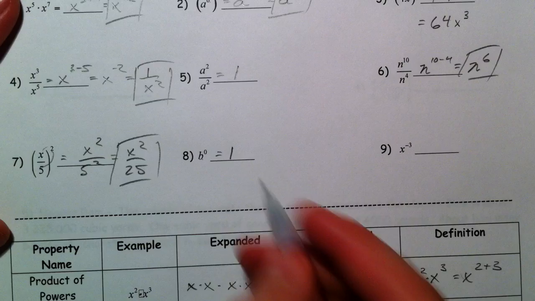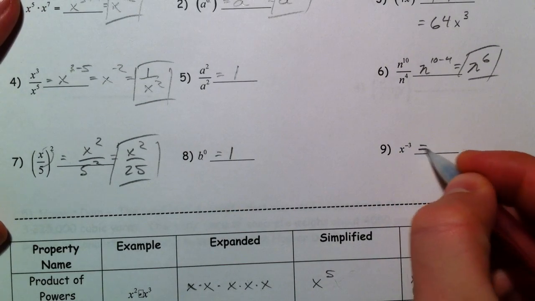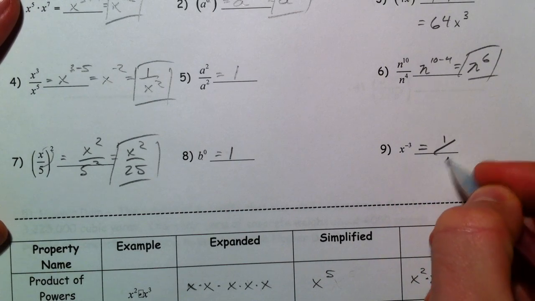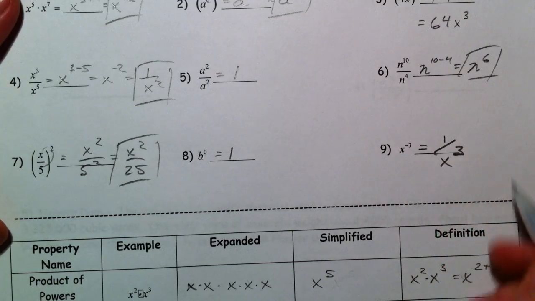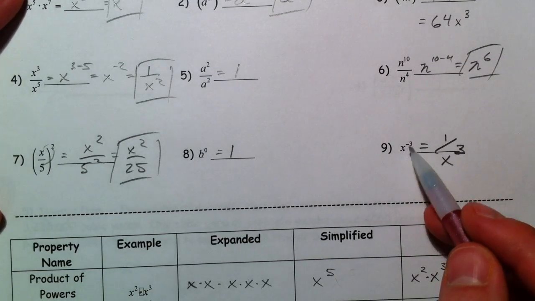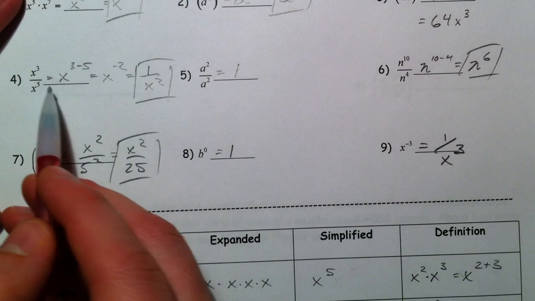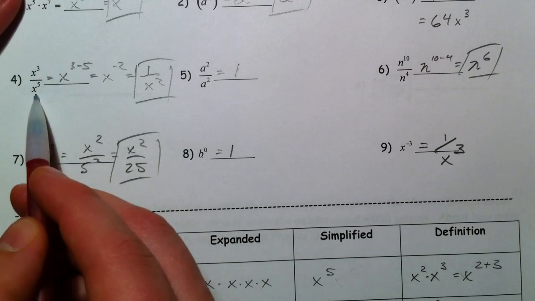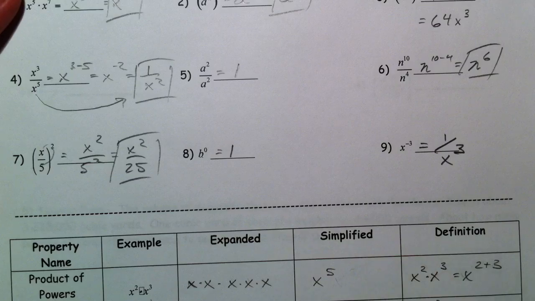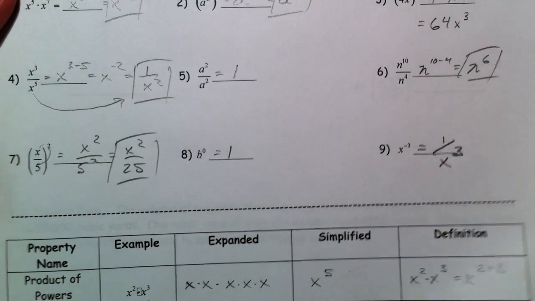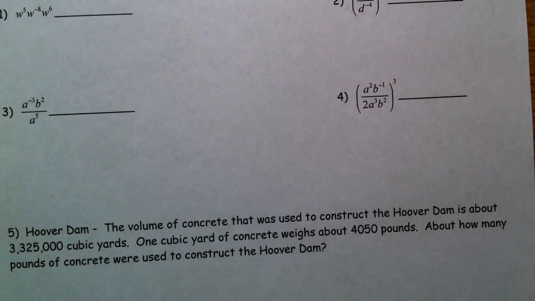Anything divided by itself, 1. It means the same thing. 1 over x cubed. Anytime you have a negative power, bring it to the bottom. And by the way, up here, most of you could just go straight from here to here, and that wouldn't be a problem either. Let's try some more complicated ones.